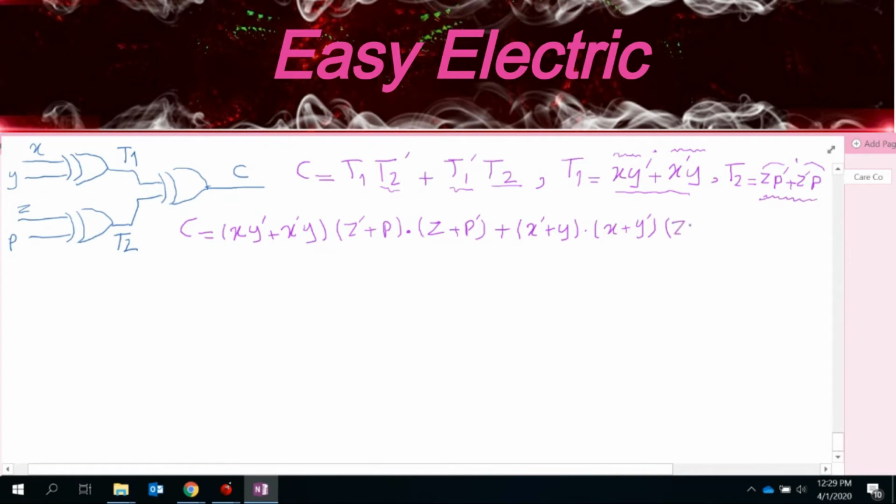So T2 is just zp prime plus z prime p. Okay, just double check everything to make sure you actually have the right things. We have xy prime plus x prime y, z prime p plus zp prime. This is right. So here you have x prime plus y, x plus y prime, zp prime, z prime p. That's right. So the next step actually is to make this a little simpler.